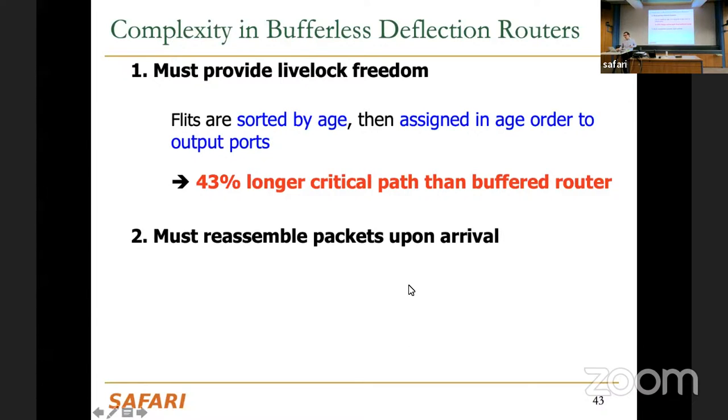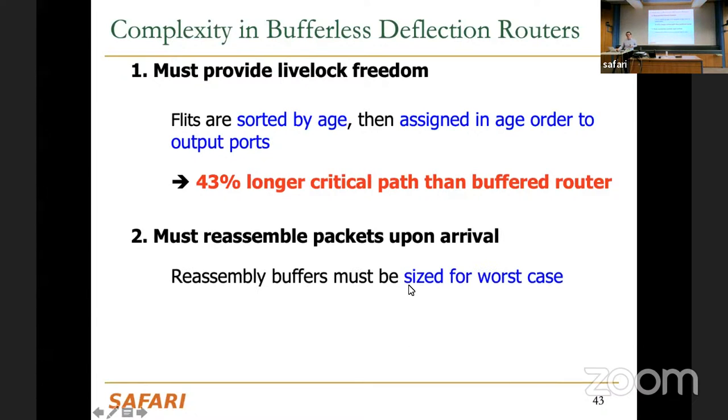And then the second one is you must reassemble packets upon arrival. And for this, reassembly buffers must be sized for the worst case. And we will see what that worst case is. Worst case is really every node in the network injecting into the network to a single destination node. And we will see that that could be bad. It could happen, right? It could be a denial of service type of attack in the end, or it could be based on poor data mapping. But there is some worst case.